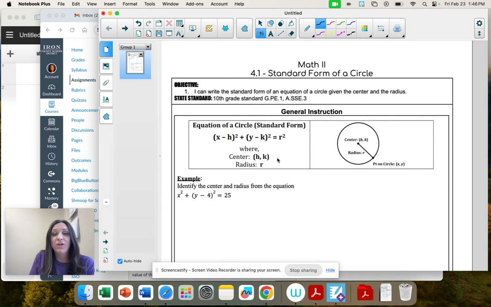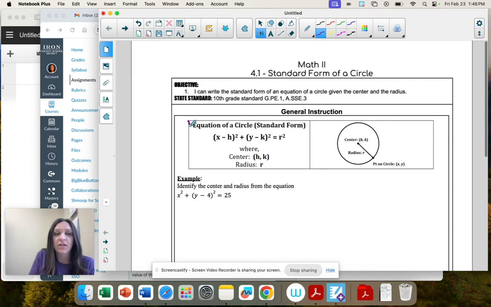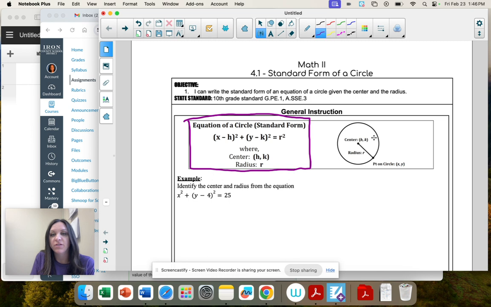So 4.1, we are looking at circles. This equation is something you'll probably memorize by the end of this unit. We have (x minus h) squared plus (y minus k) squared equals r squared. So (h, k) is the center of the circle, you can see right here, and r is the radius. And then (x, y) is points we're given sometimes to be on the edge of the circle.